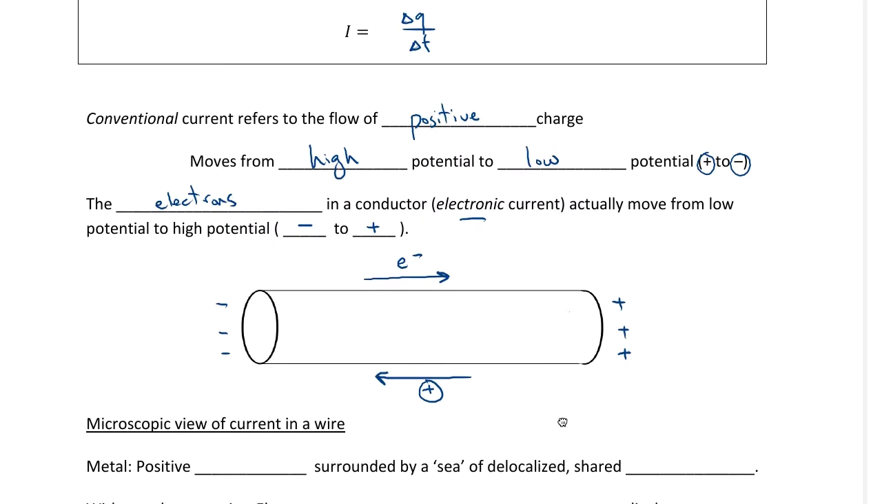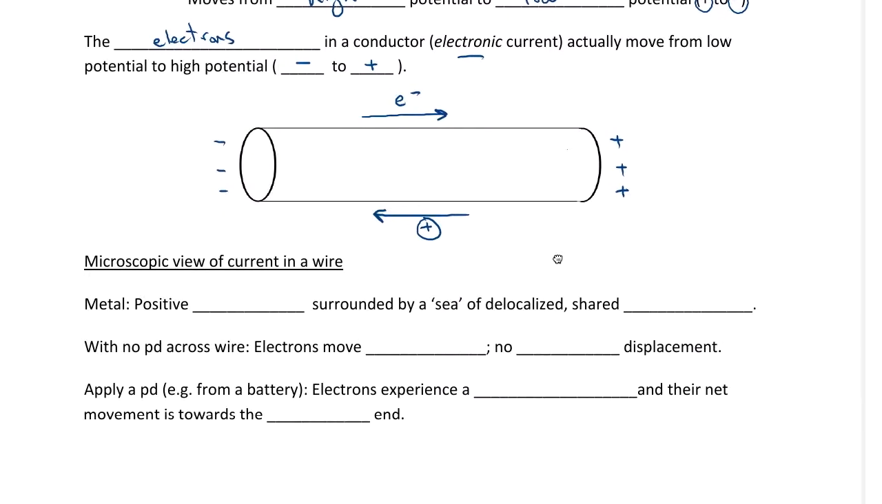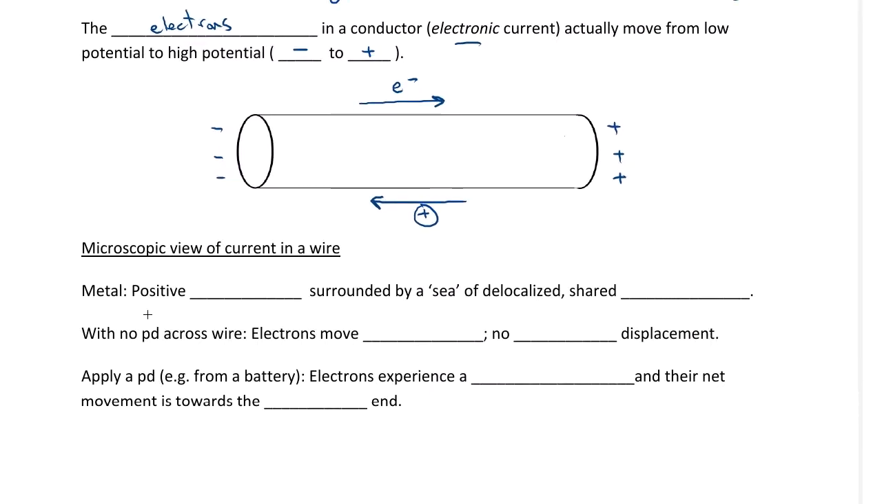Now let's zoom in closer and take a microscopic view of what's going on in the wire. Remember that metals consist of positive nuclei surrounded by a sea of delocalized shared electrons, and it's those electrons that can move and carry charge, a current. With no potential difference across a wire, those electrons are moving rapidly, but they're moving randomly. They're just bumping around in all directions, and they have no net displacement in one direction or the other. When there's no potential difference, they're just bumping around.